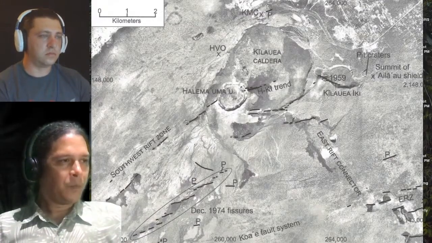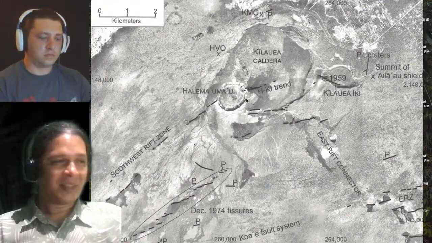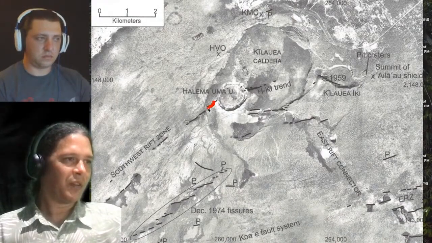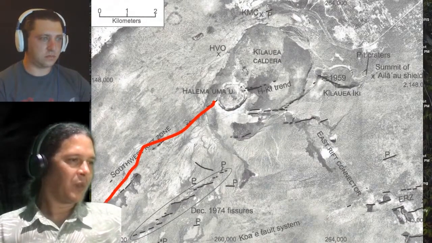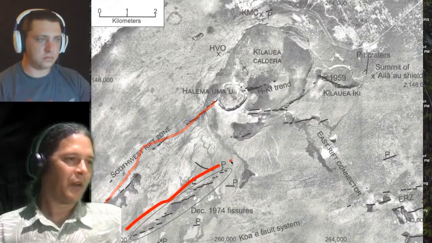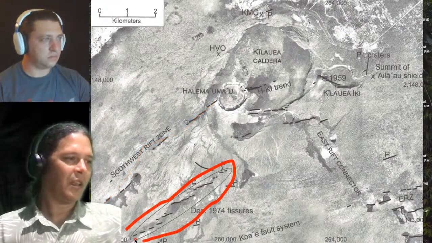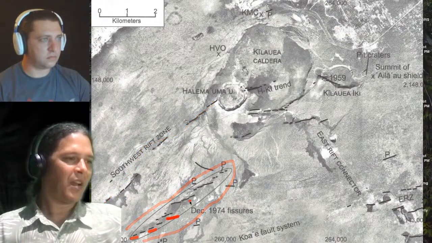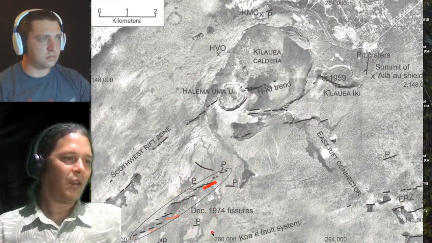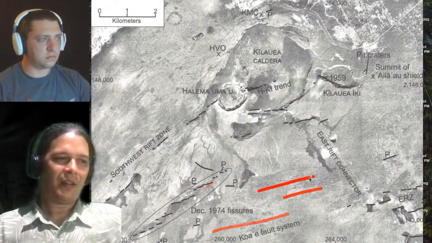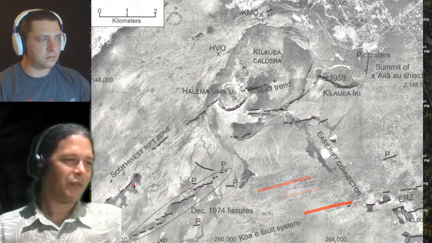So to tie it back together to the Southwest Rift here, here's our Southwest Rift zone right through here. Here's our 1974 fissures right through here. Right? And if you look closely, the traces of these correspond more closely to the Kauai direction than to the southwest rift direction.